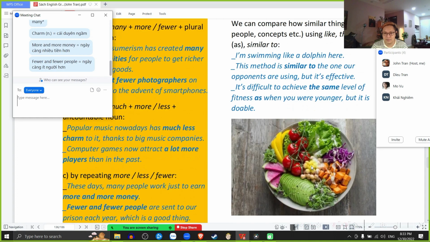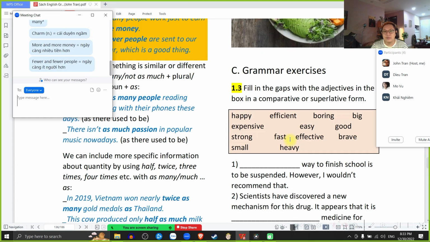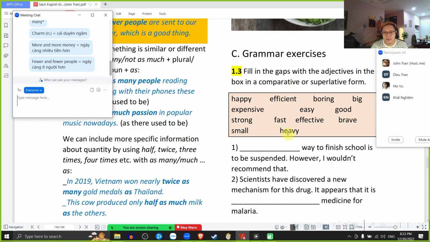They're comparing nouns too. Alright, let's do grammar exercise 1.3. You have to fill the gaps with the adjectives in a box in a comparative or superlative form. Cái bài tập này các bạn được yêu cầu là điền vào khoảng trống với những tính từ ở cái dạng mà so sánh hơn hoặc là so sánh nhất nha. So you have these words here.